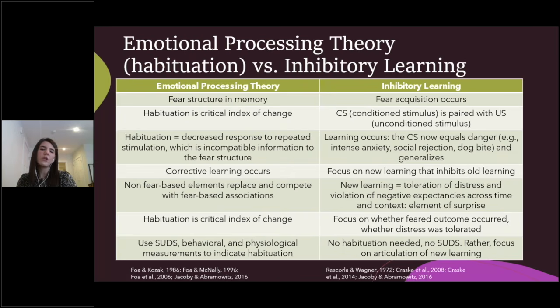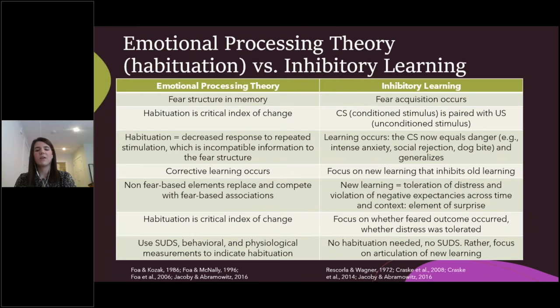So what we're trying to do in the inhibitory learning model is present the conditioned stimulus in the absence of the unconditioned stimulus over time and across contexts to enhance new learning. And then there is this element of surprise that's really important too. If, for example, you have somebody with social anxiety disorder who expects that when they go hang out with their friends in a group there's going to be some form of social rejection, or a really intense level of anxiety that they believe they won't be able to tolerate.